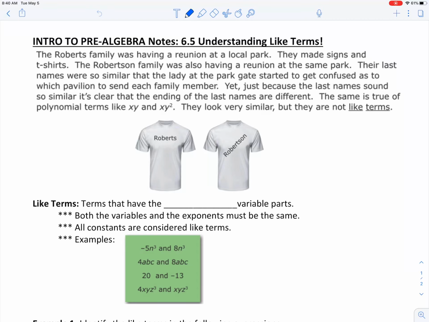Hello class. Today we're going to do lesson 6.5, which is on understanding like terms.